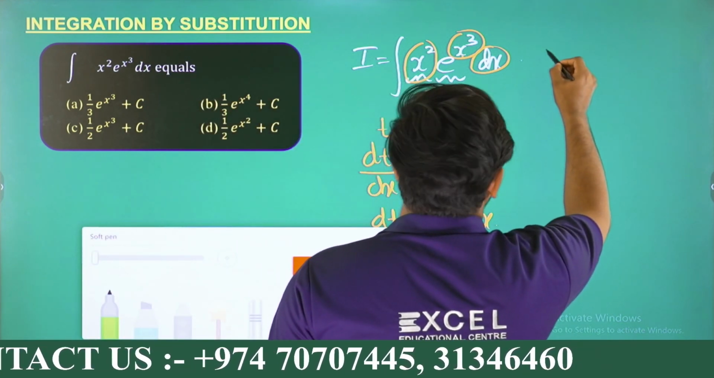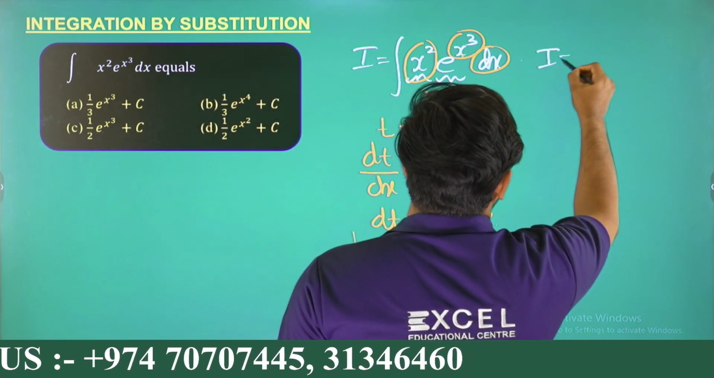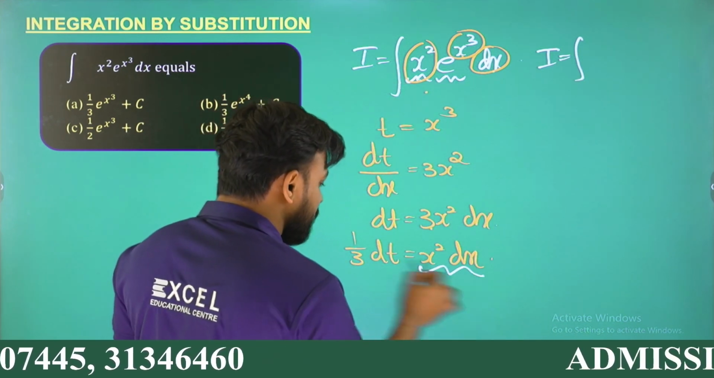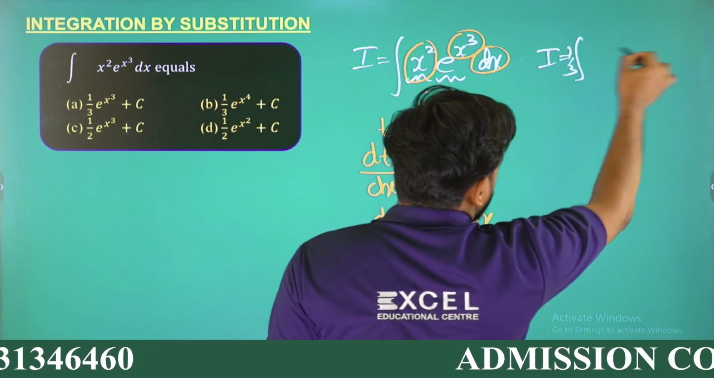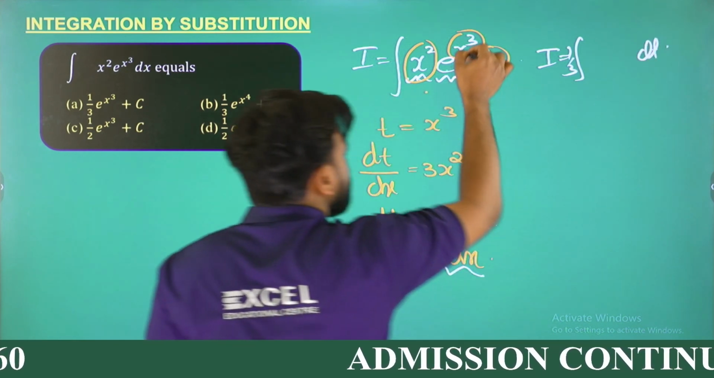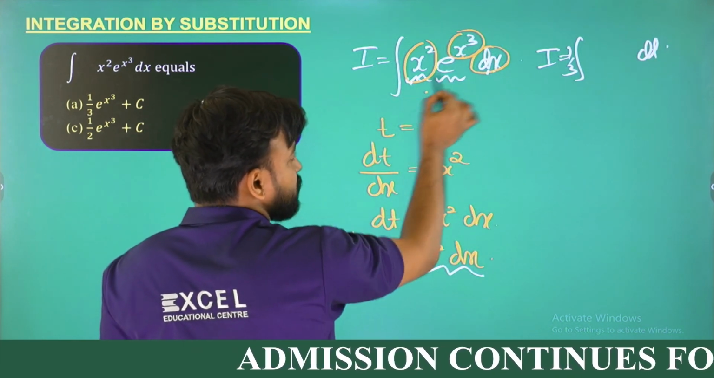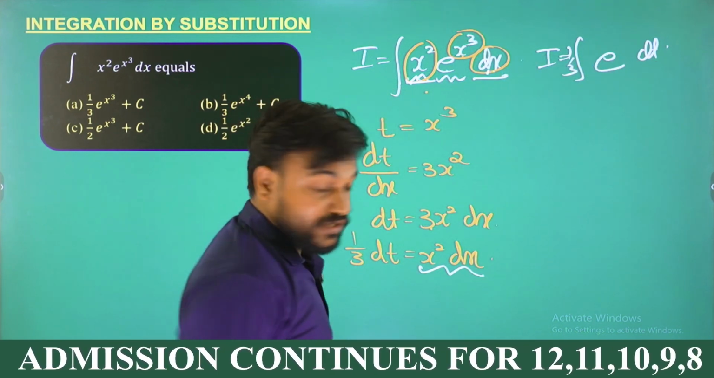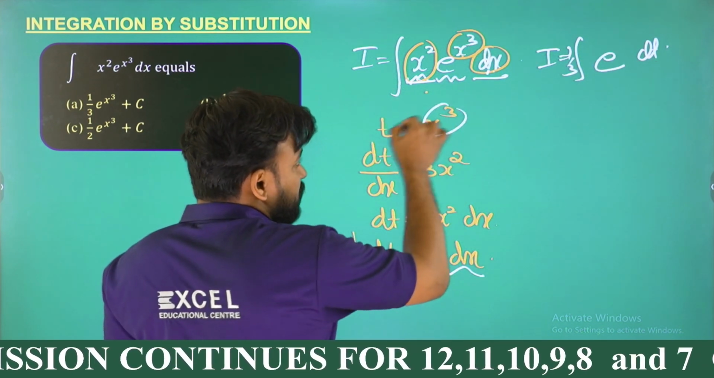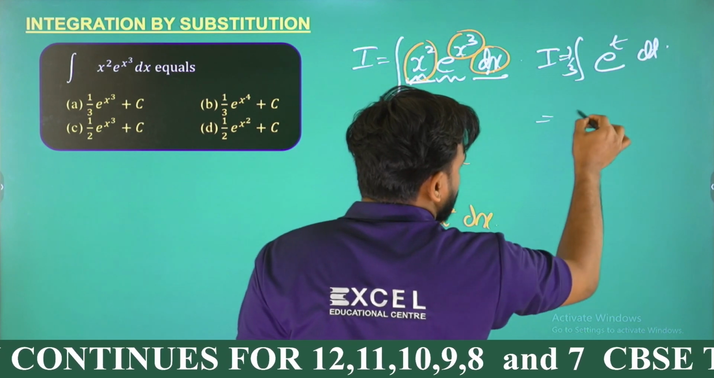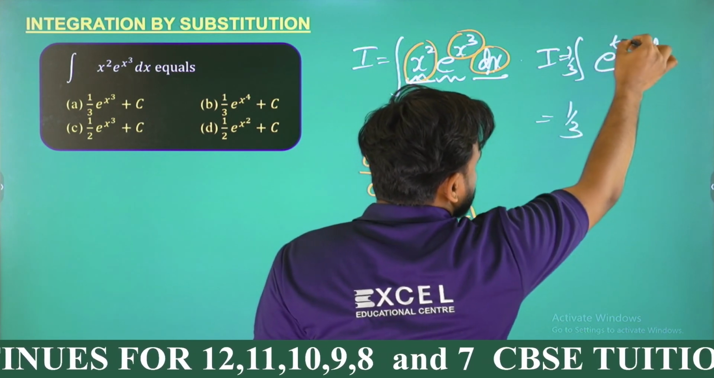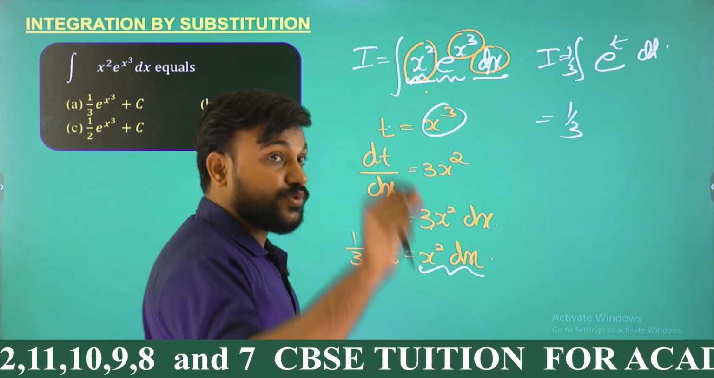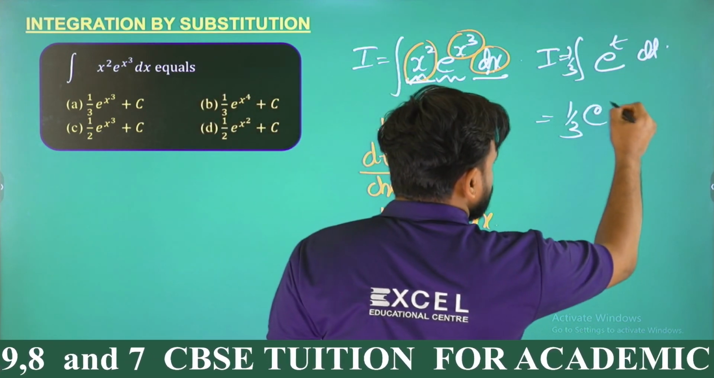What will I get? I is equal to integral x square into dx. What is it? x square into dx becomes 1 by 3 dt. 1 by 3 dt. And e raised to x cube is there. x cube is what? t. So what I got is 1 by 3 integral e raised to t dt. Integral e raised to x dx is what? e raised to x. Integral e raised to t dt will be what? e raised to t plus c.